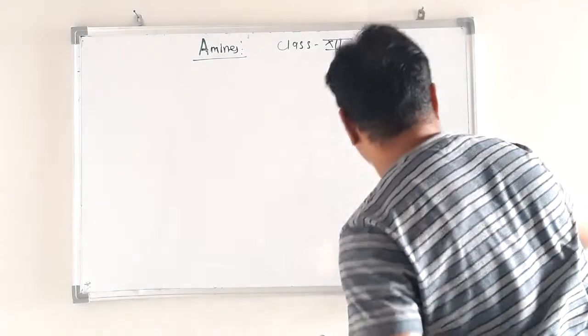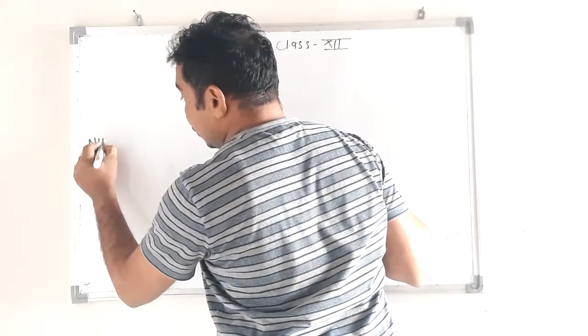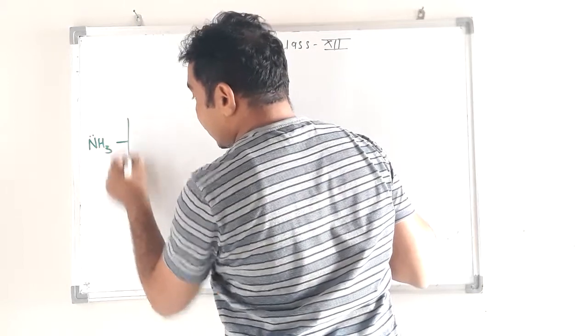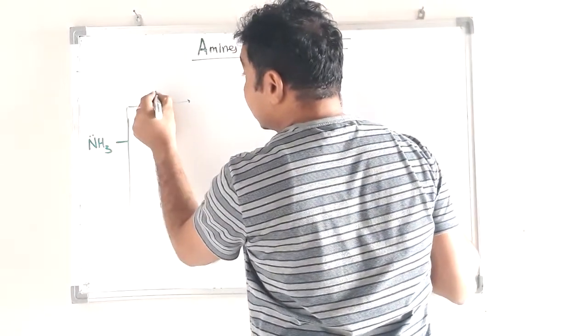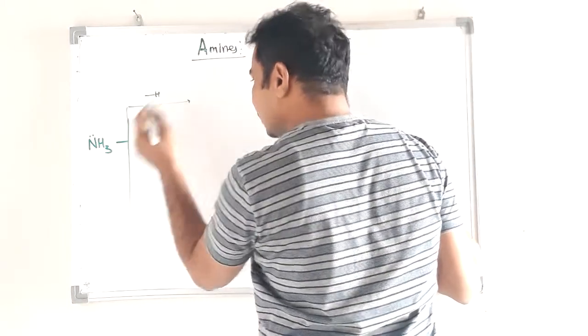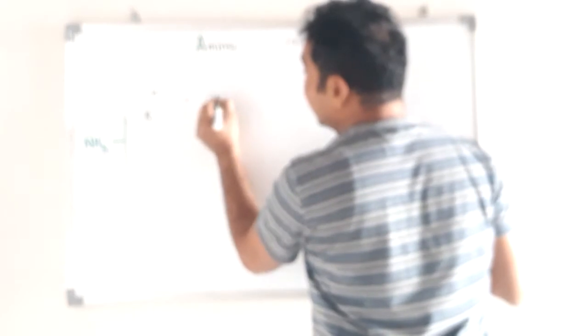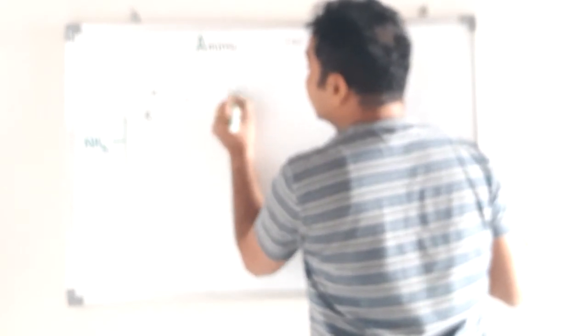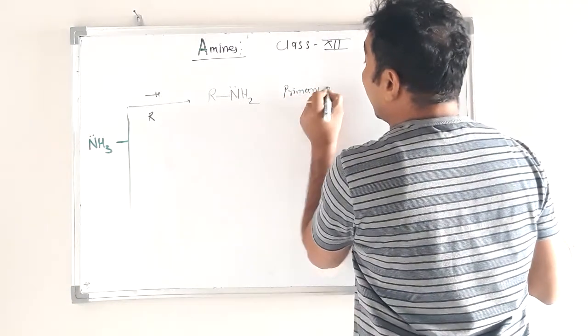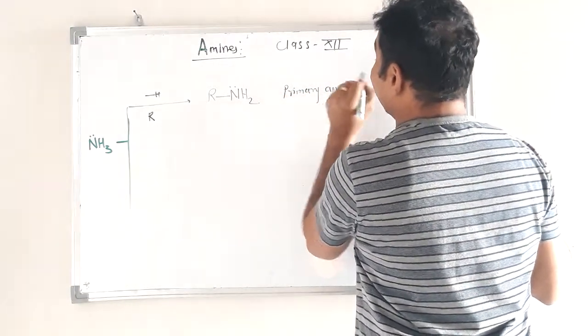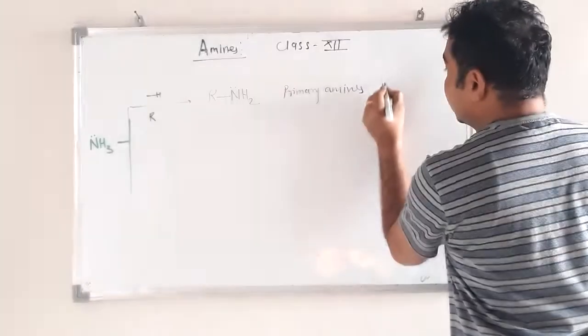Again, ammonia: if I replace only one hydrogen atom by, suppose, only an alkyl group, then the resulting compound is RNH2. This is called primary amines. Primary amines are represented by this.